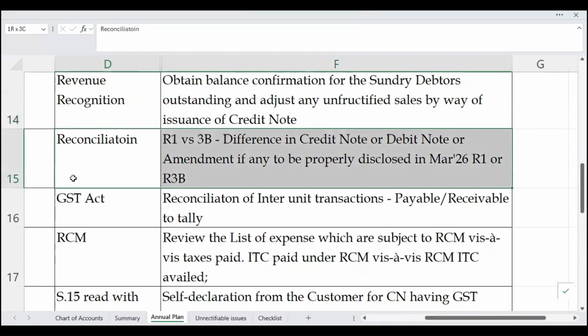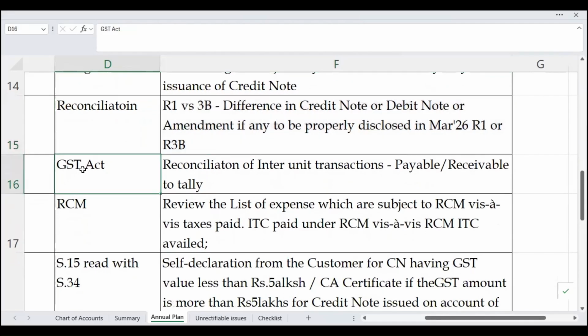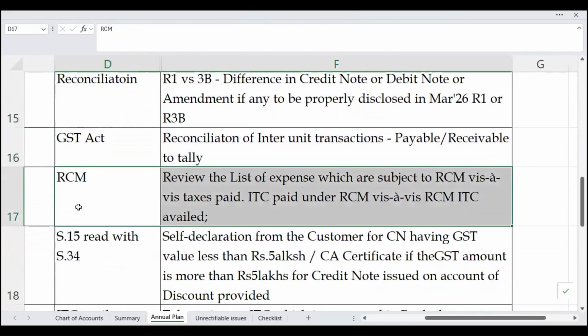Then reconciliation of GSTR-1 versus 3B. If any debit notes, credit notes, amendments, etc. are to be done, use the March window for doing the correction. Then reconciliation of inter-unit transactions, Schedule 1. From one state to another state, when I have given a bill, whether the other state has accounted it, whether they have claimed the input tax credit, do a reconciliation activity.